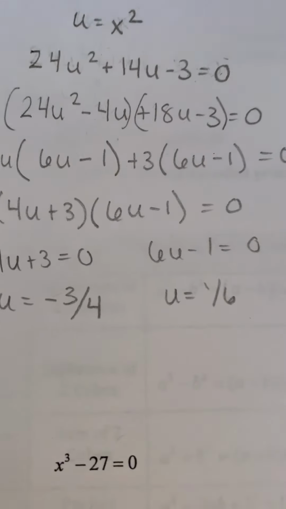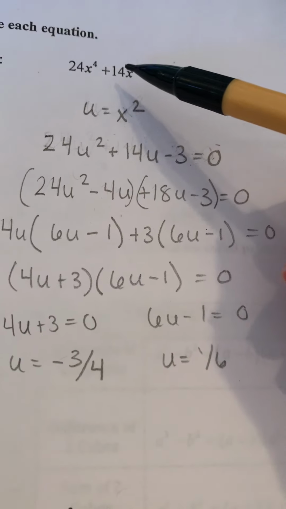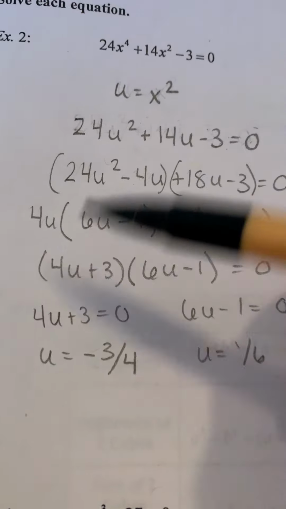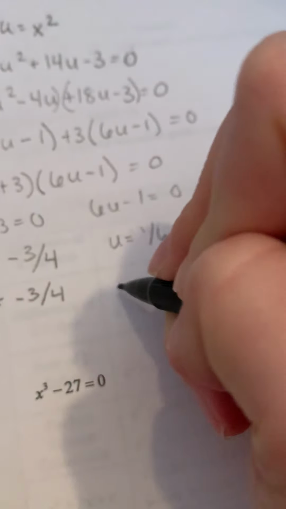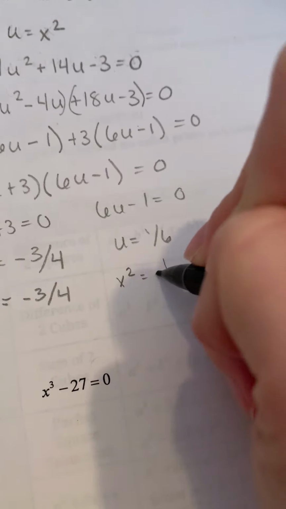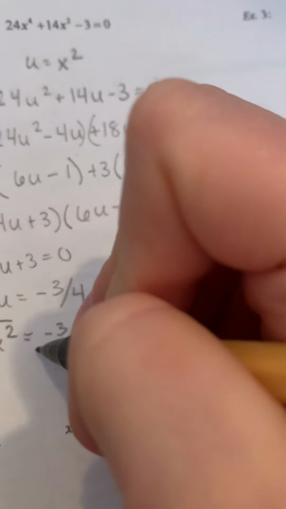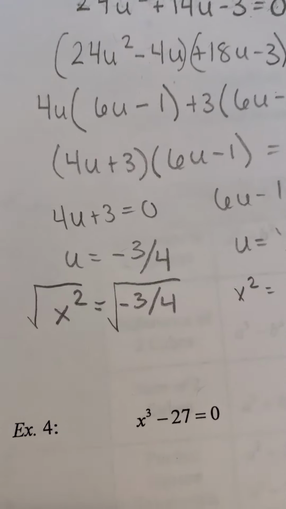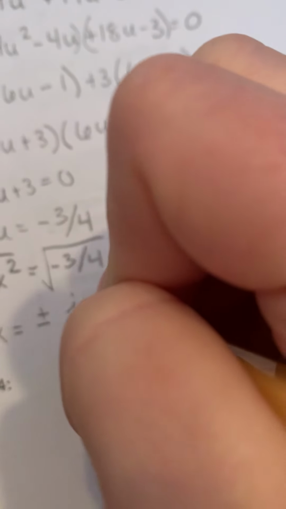Now remember, those are not my answers. The problem did not have a u as the variable, the problem had an x. So we now have to go back and substitute that x squared in for my u. So x squared equals negative 3/4 and x squared equals 1/6. So let's solve each. In this case, we would take the square root of both sides and we would get x equals, remember our plus or minus, got to take out an i, root 3 all over 2.